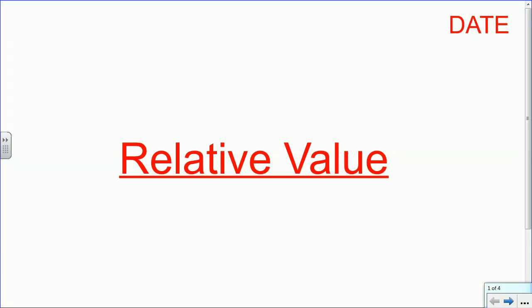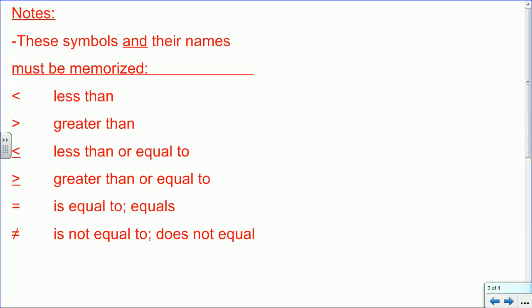Today we're talking about relative value, so put that title between the top two lines in the middle and underline it, and then put your date above the top right line. And here's some notes. Hopefully these notes are all familiar. Relative value hopefully is familiar, but we just had to refresh. So these symbols and their names must be memorized.